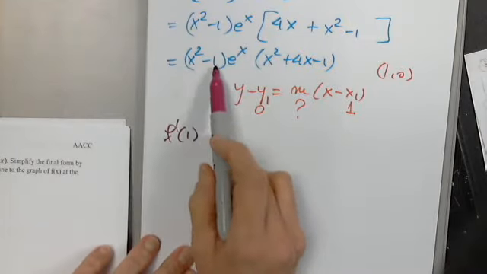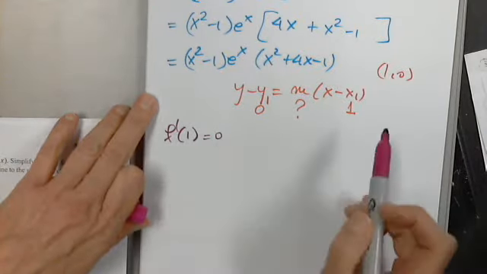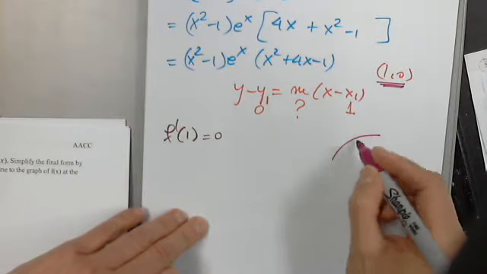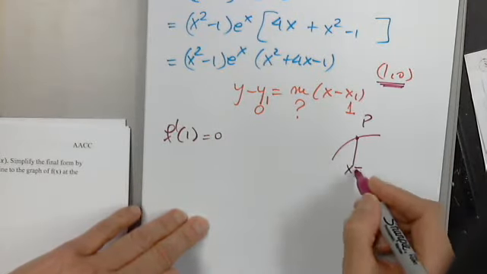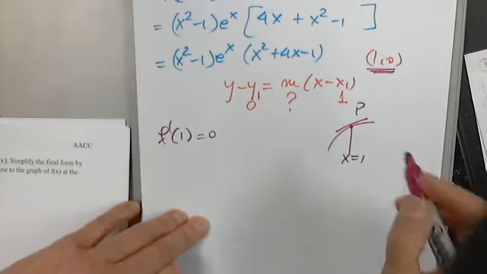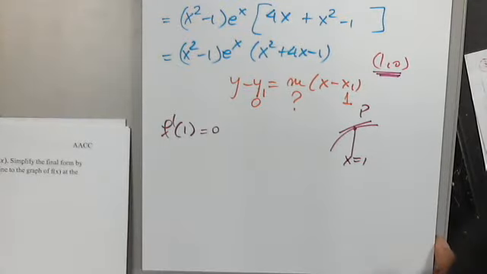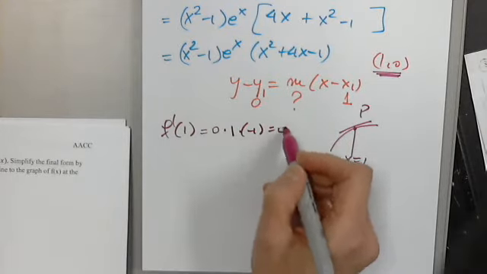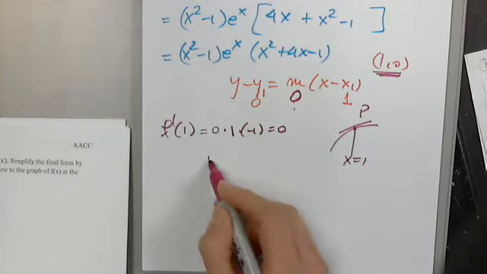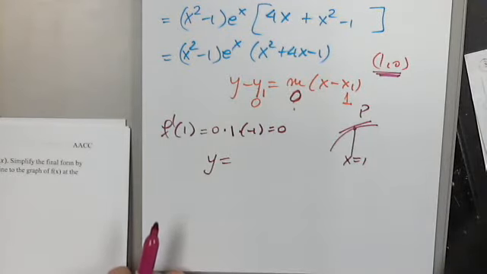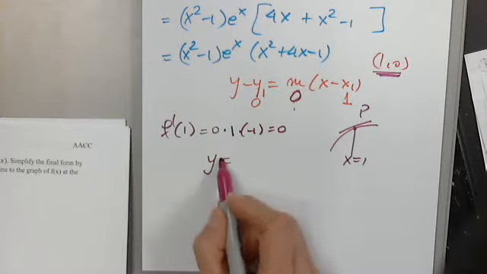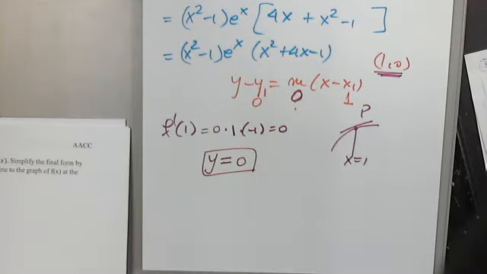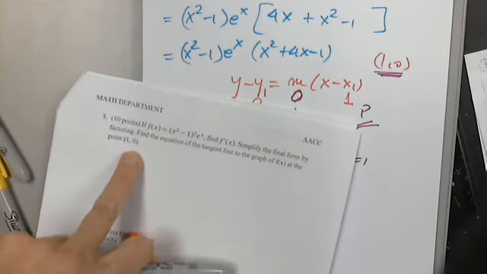So let's see. But this is 0. But remember, this is point P, this is x equals 1, and I want to determine the slope of the tangent line, and this is a common point. Is that okay? Very good. So f prime of 1 is 0, this will be 1, and this will be 0, 0 times negative 1, so this is 0. So y equals... Perfect. So, in other words, the equation of the tangent line to the graph of f of x at the point 1, comma 0 is y equals 0.